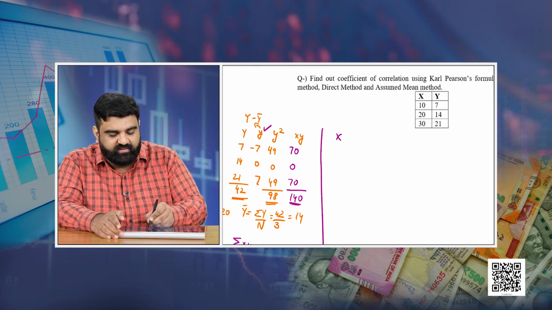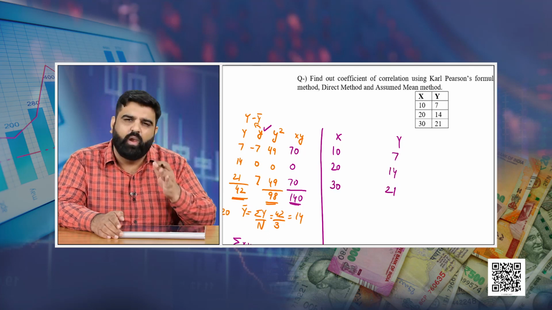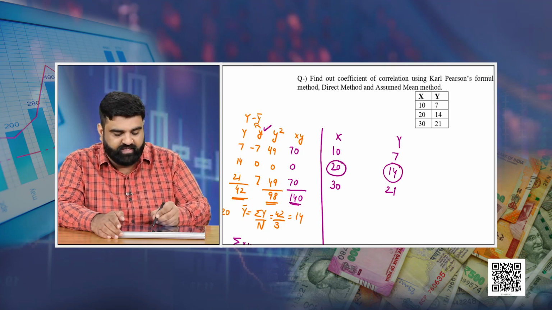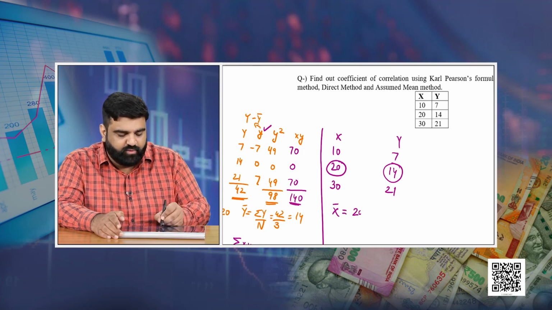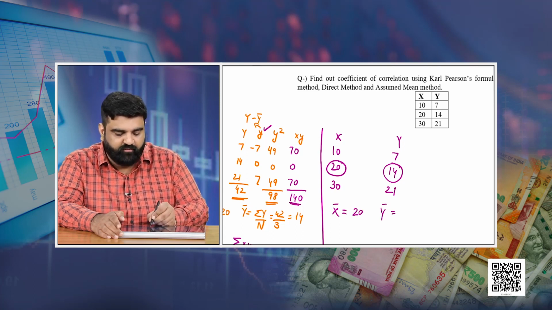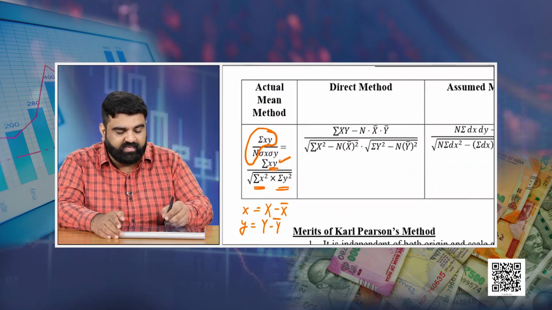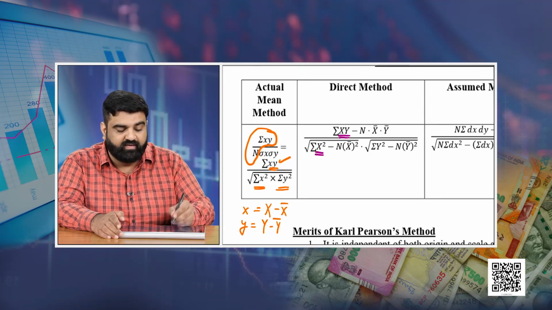So, we have x, we also have y. We have x as 10, 20 and 30. We have y as 7, 14 and 21. We already have the means of these series, which is 20 and 14. So, I have x bar as 20 and y bar as 14. Now, what all do I have to calculate? I need to calculate x multiplied by y. I also need to calculate x square and I also need to calculate y square.